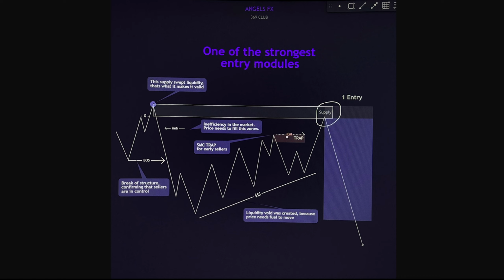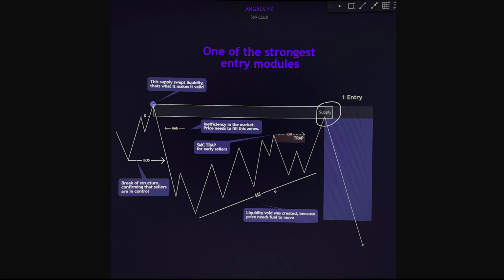This is inducement. Why is this one inducement? Because we have a breakout of structure here, we have a liquidity sweep here, and many people will say that this is our change of character and we can enter from here. But no, we have inefficiency above, and this supply is valid because of the reasons that we have said. That's why this is just a smart money trap.